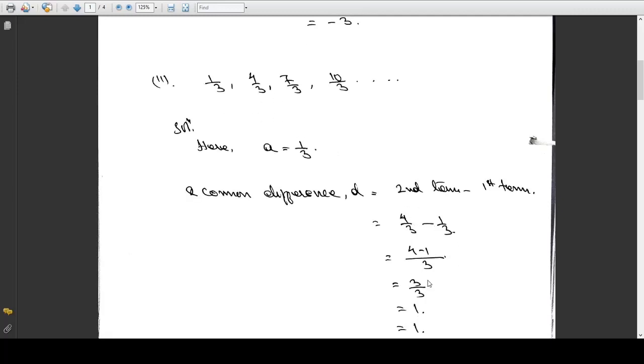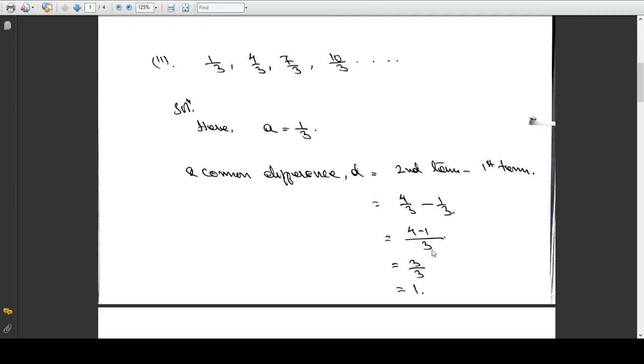The first term is 1/3, and the common difference is second term minus first term. The second term is 4/3 minus the first term 1/3. Now the LCM of 3 and 3 is 3. 3 divided by 3 is 1, 1 multiplied by 4 is 4. Minus 3 divided by 3 is 1, 1 multiplied by 1 is 1. Now 4 minus 1 is how much? 3/3, which is 1. The common difference here is 1.